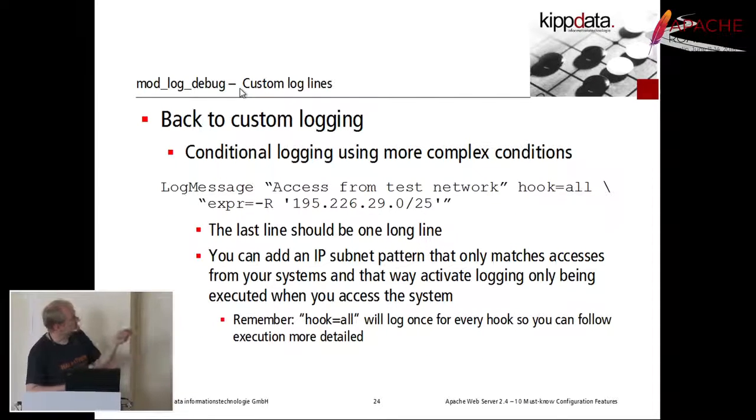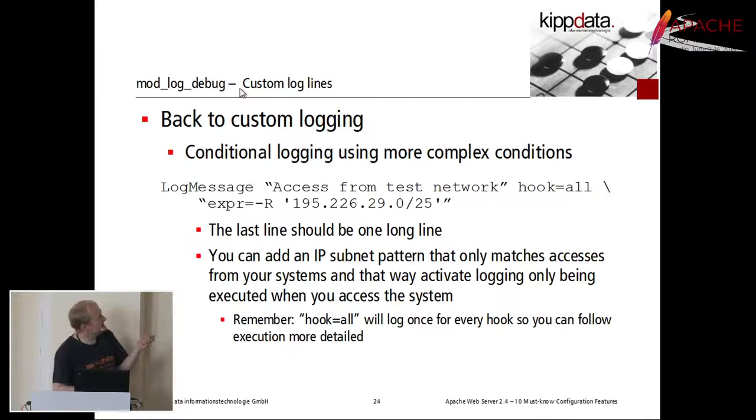So back to custom logging. What we can also do is add a Boolean expression which triggers the logging. So here I say do it only if the request comes from this network. And then I get this message.